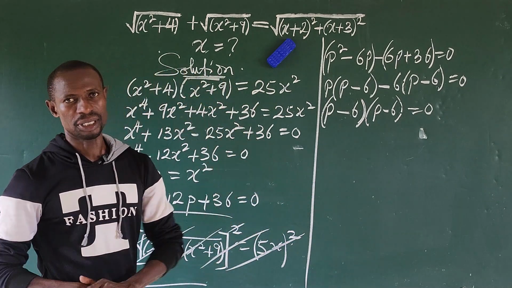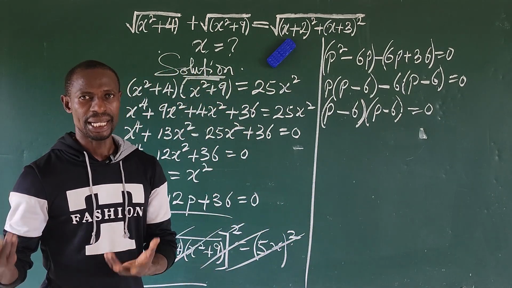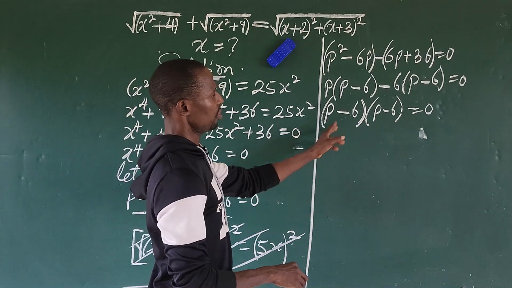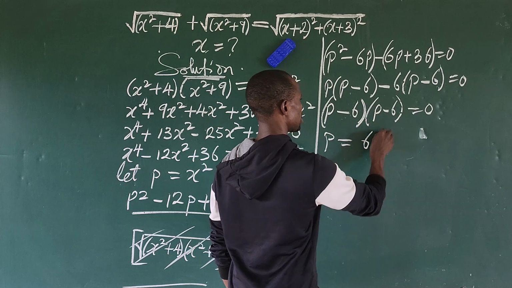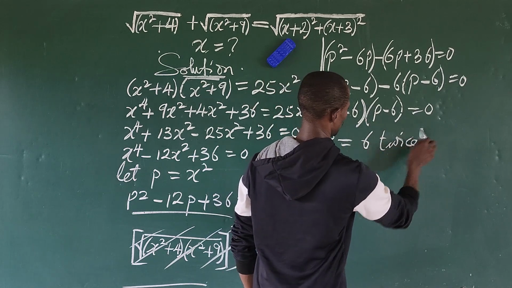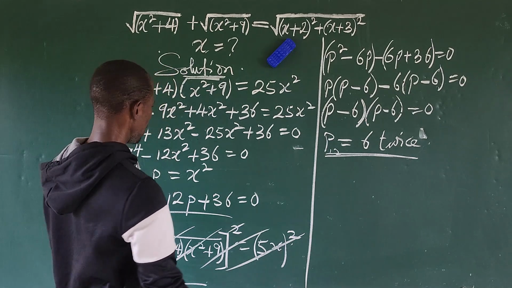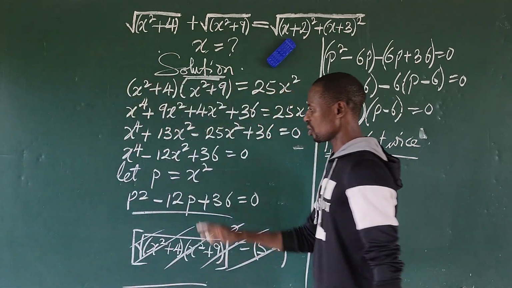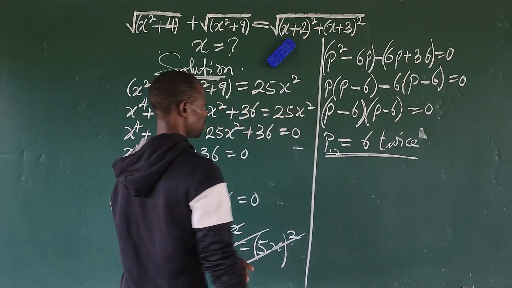According to the law that says that if a times b equals 0, then either a is equal to 0 or b is equal to 0, we can equate this to give us p is equal to 6, twice. So we have our p1 and p2 here. Now we recall where we said let p be equal to what? x to the power of 2. So from here, we have to look for our x.